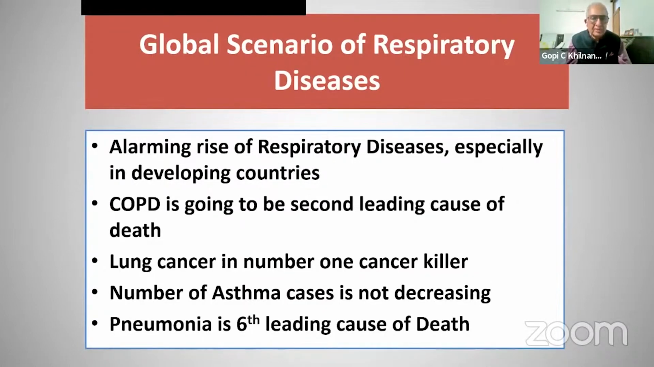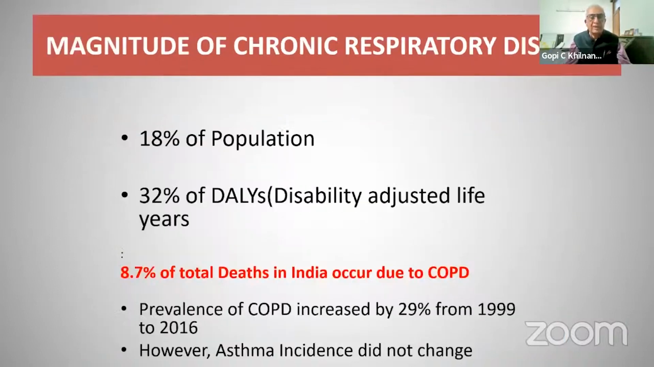And we all know that there is an alarming rise of respiratory disease, especially in developing countries. As Dr. Sandeep has pointed out, 95% of India is breathing polluted air, and COPD is actually the second leading cause of death. Lung cancer is the number one cancer killer. Very shocking, actually. The number of asthma cases are not decreasing. They should decrease, but it's a genetic disease. And pneumonia is the sixth leading cause of death all over the world.